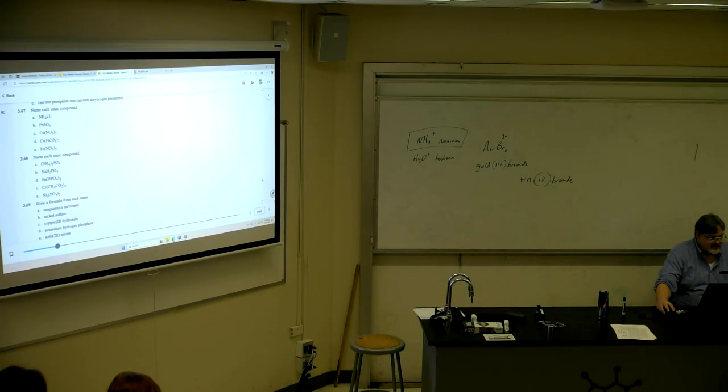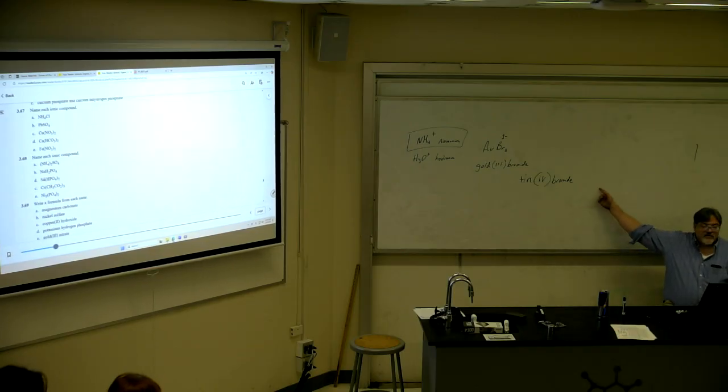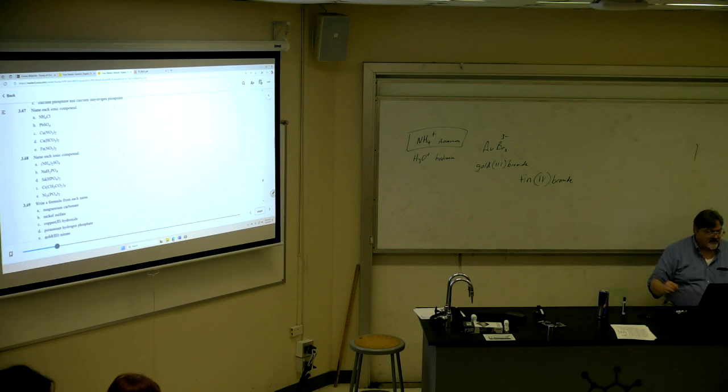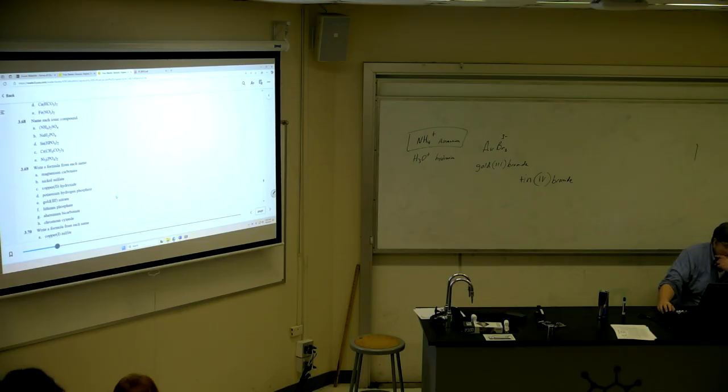HPO4. So if that's 2 negative, and there's 2 of them, and Sn is 10, is that the one I just did? I must have just done that. No, that was bromide. Well, I'll just say it. This one will be tin(IV) hydrogen phosphate, because you've got 2 of these, and each one of them is charged -2. So you've got to have a +4 over here.